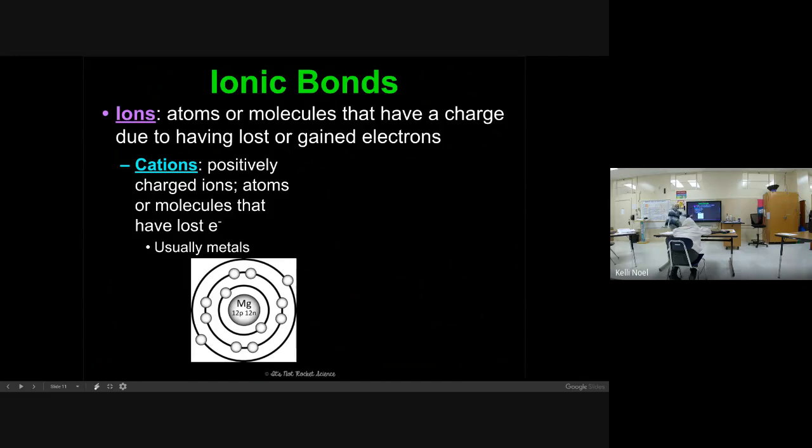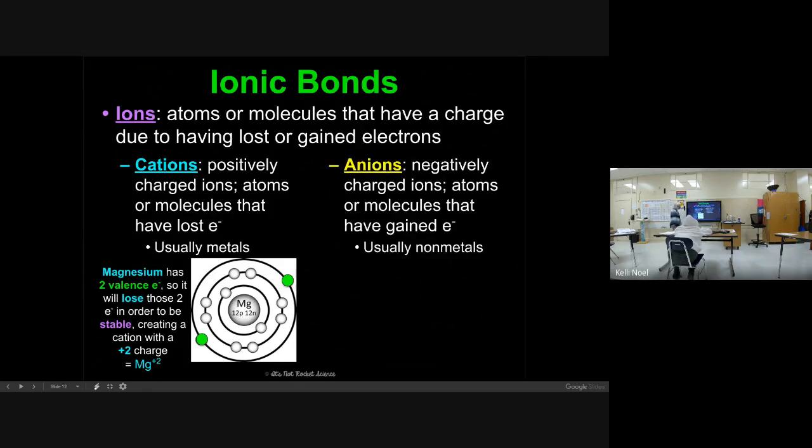These are the metals. So all you have to do is look at the outer ring. Magnesium has 2 electrons, so it's going to give those away. If it gives negatives away, it's going to be positive, so it's going to be +2 for magnesium. So magnesium, I think this is a fill in the blank on your notes, it's 2 valence electrons, so it will lose 2 electrons to be stable, creating a cation with a +2 charge, which would be magnesium +2.